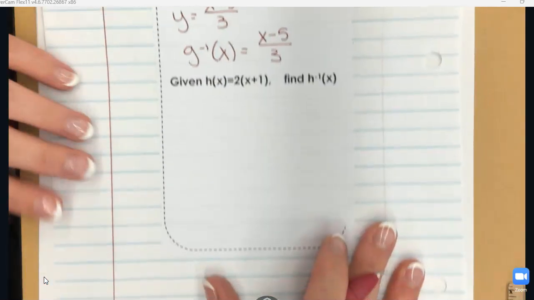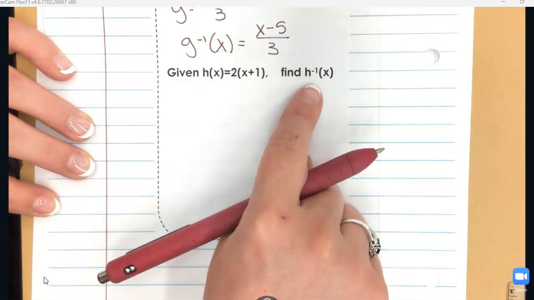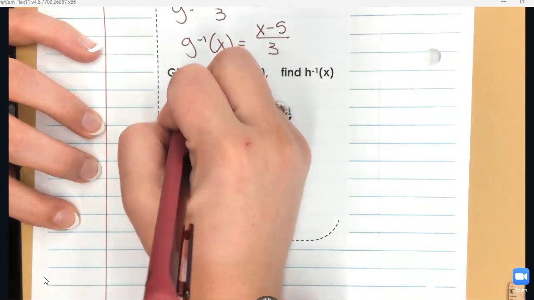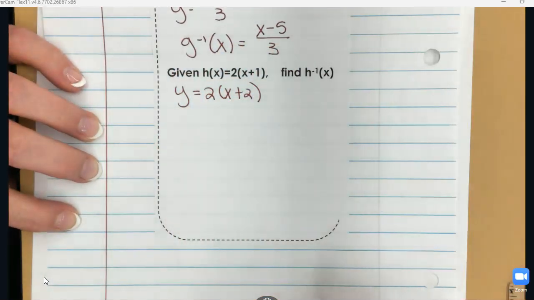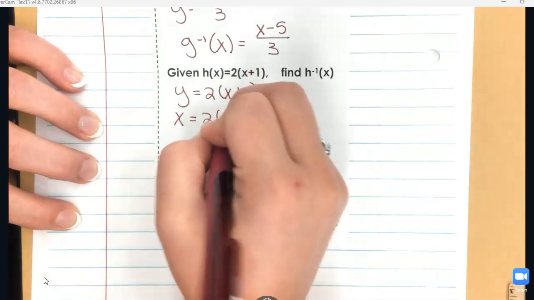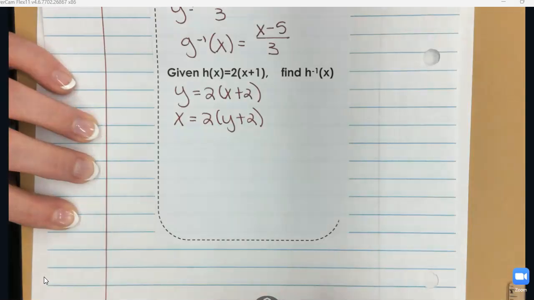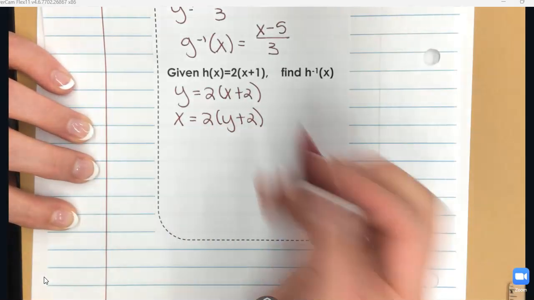Let's do that one more time just because that's something a little different. This one I've got h of x, so if I want to find its inverse, h to the negative 1, first I'm going to rewrite this back as a function. And I'm going to swap x and y. So x is equal to 2 times y plus 2. And I'm going to do some rearranging until y is alone again.